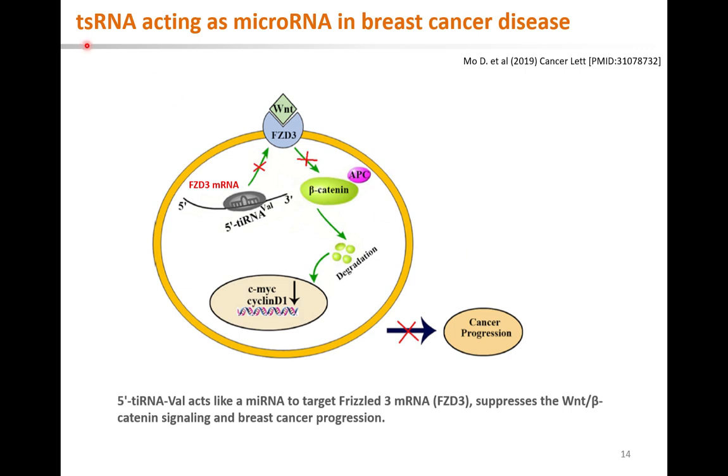Here is another example of tsRNA acting as microRNA. Valine TRF5 acts as a microRNA to target frizzled-3 mRNA, FZD3, causing downregulation of frizzled-3, the receptor for the Wnt signaling transduction pathway, and eventually the suppression of breast cancer progression.